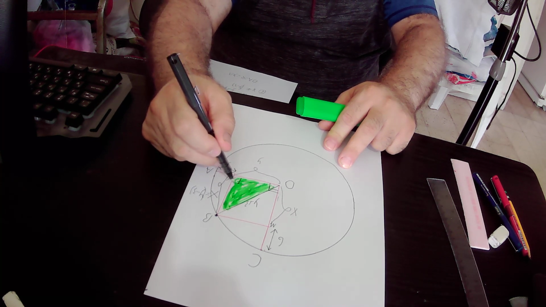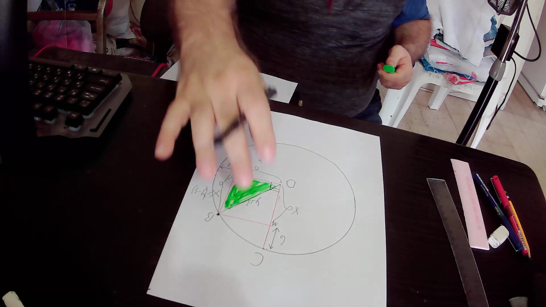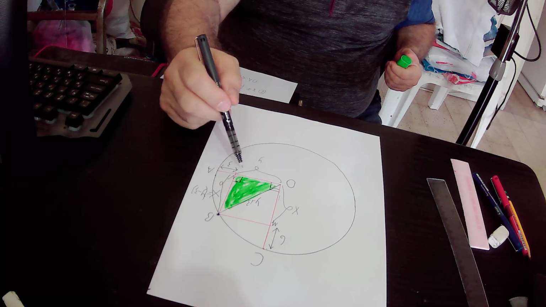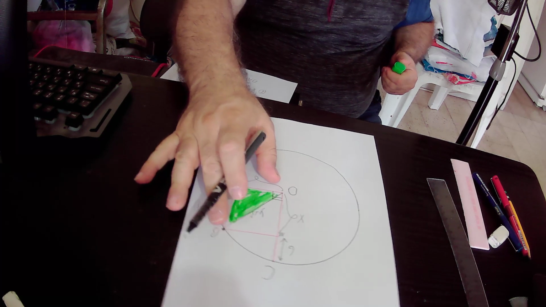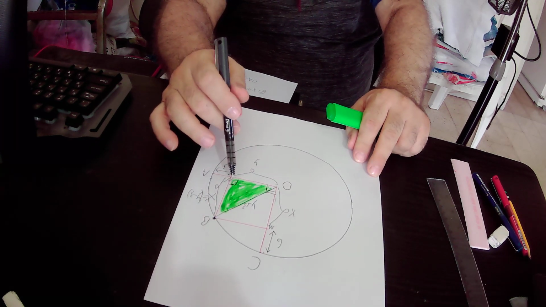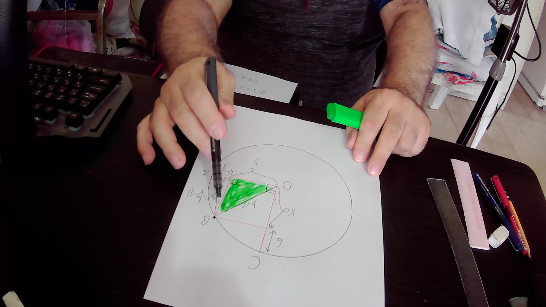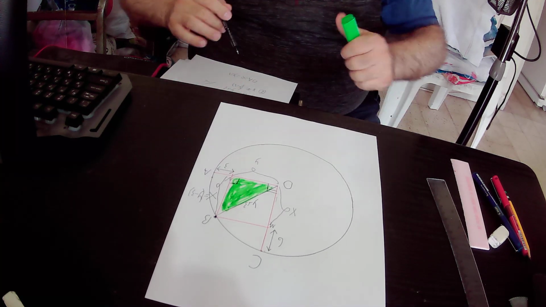Why? Because all the angles in a square equal 90 degrees. And angle ONB is one of the angles in the red square, so it must be equal to 90 degrees. Because of this fact, triangle ONB in the green color is a right triangle.